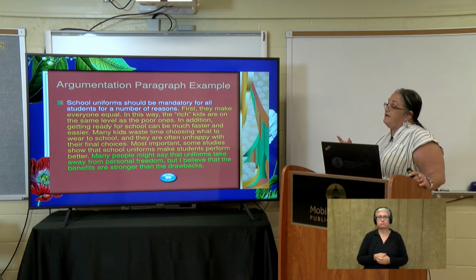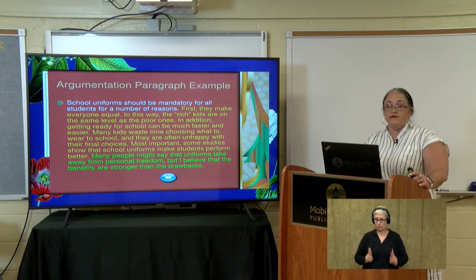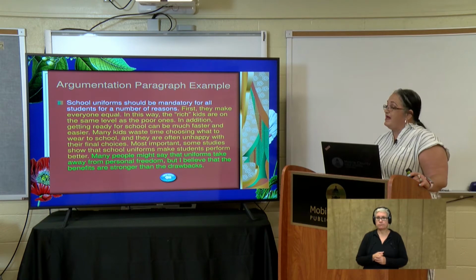Now, even within that very small paragraph, you're able to find the first concrete detail. You're actually able to find the claim, which is school uniforms should be mandatory for all students. The first concrete detail is they make everyone equal. The commentary explaining that the rich kids are on the same level as the poor ones. In addition, which is your next concrete detail, getting ready for school can be much faster and easier. The commentary, many kids waste time choosing what to wear to school and are often unhappy with their final choices.